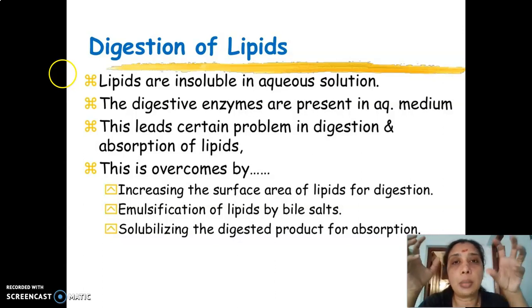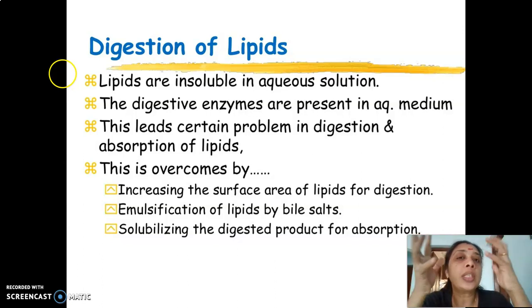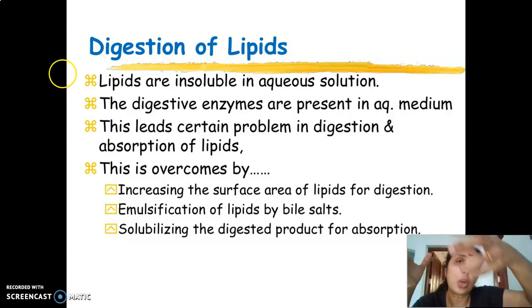So in the stomach, the food is present in the form of a highly unstable emulsion. Now this highly unstable emulsion will be pushed into the small intestine, right?